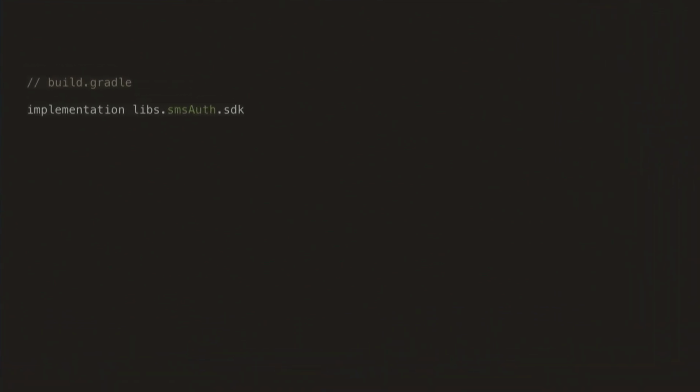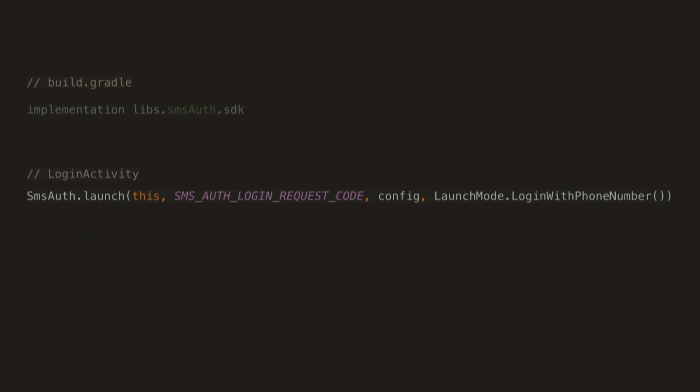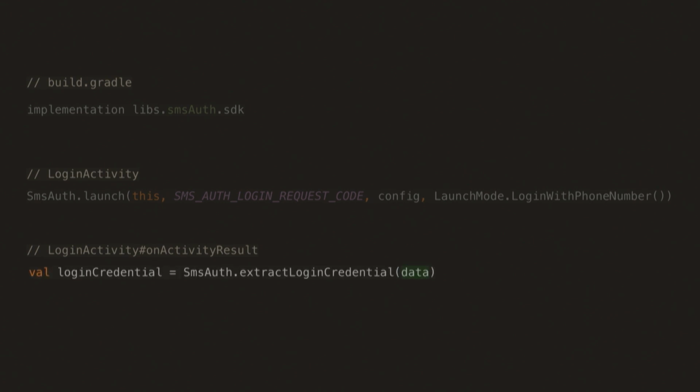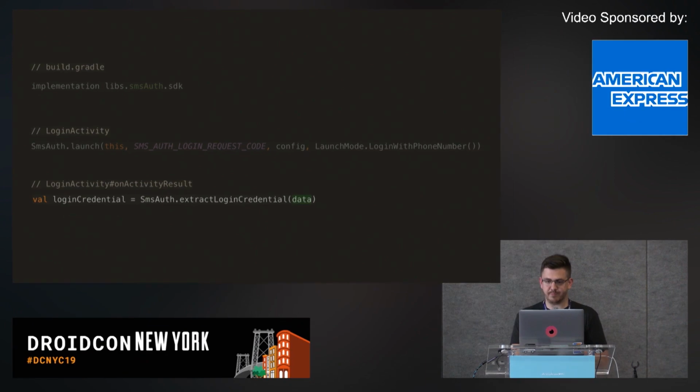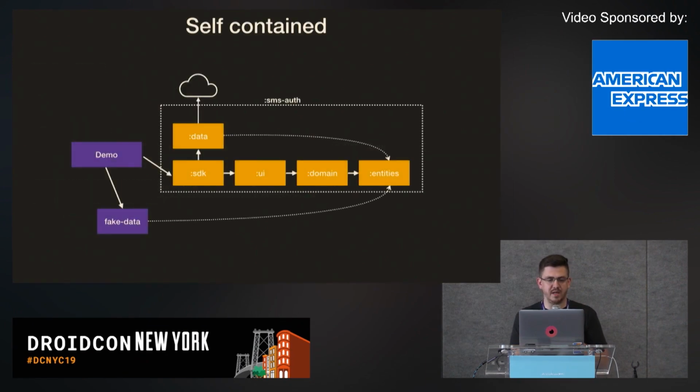You add your dependency on this SDK, and then in your activity you just launch that flow. Fully self-contained. You don't need to do anything with it. Then this would start the activity for result, and you could handle the result. Again, very minimal integration, and everything is taken care of by your SMS auth. Then the integration looks like that.